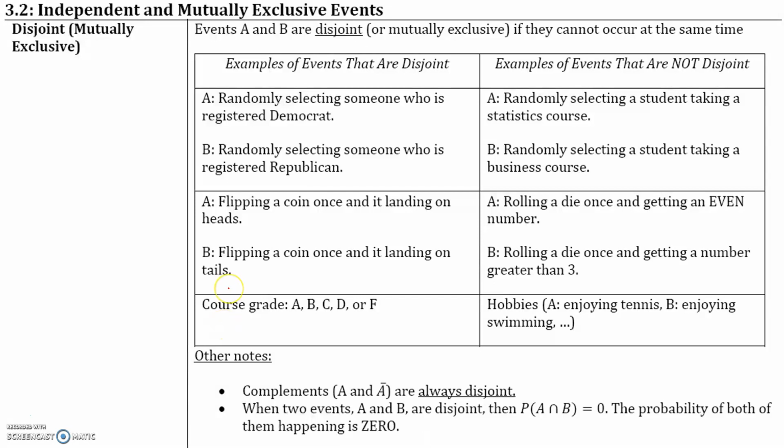Course grade is another example of an event that is disjoint. You can only get one grade. You can't get an A and an F for the same course at the same time. Here are examples of events that are not disjoint.